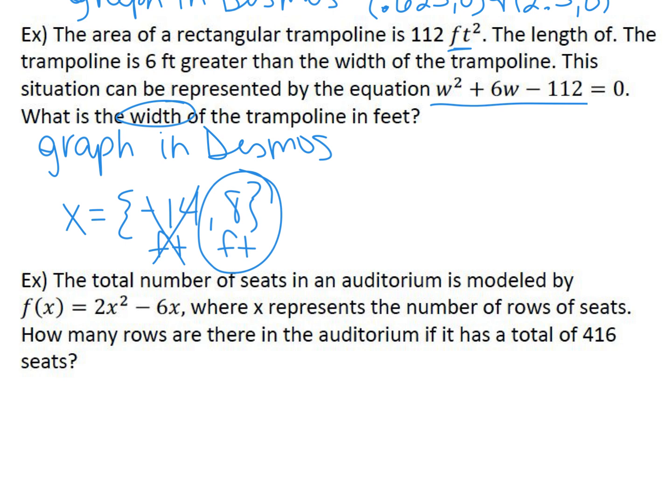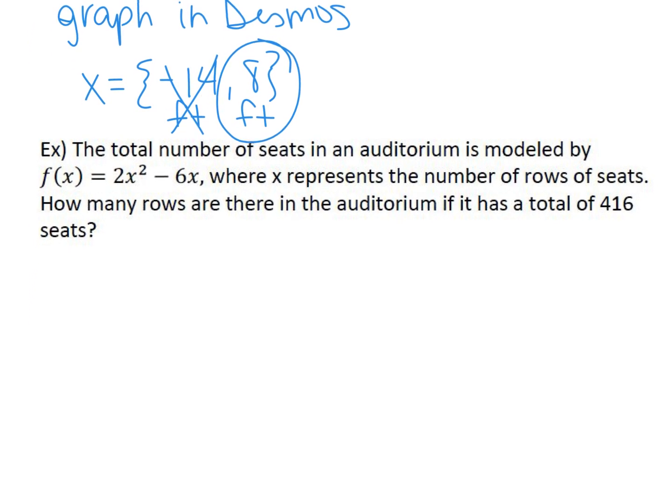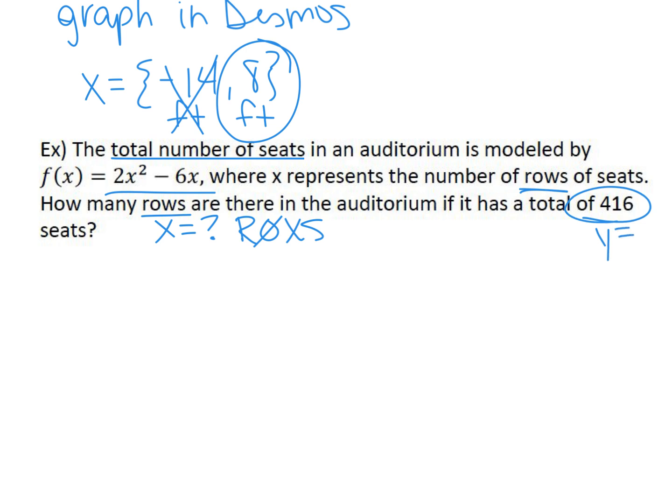Last one, another little real life situation. The total number of seats in an auditorium is modeled by 2x squared minus 6x. X is the number of rows. How many rows? So we're looking for x. That's what we're looking for. So we're looking for those roots in an auditorium if it has 416 seats. Okay, so look, it says total number of seats is this. So we have to pay attention. They're asking us about x. So this right here, this 416 is our y, or our f of x, same thing.